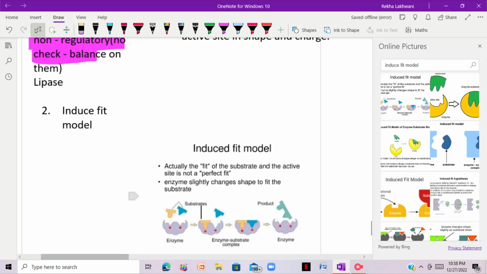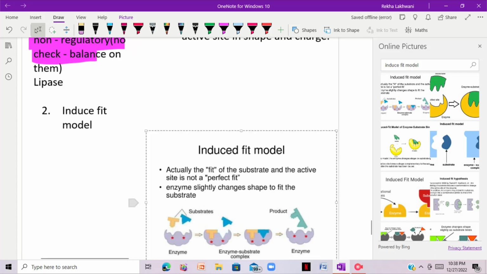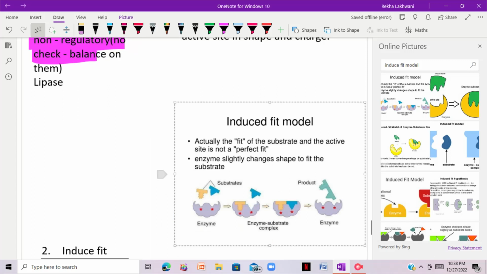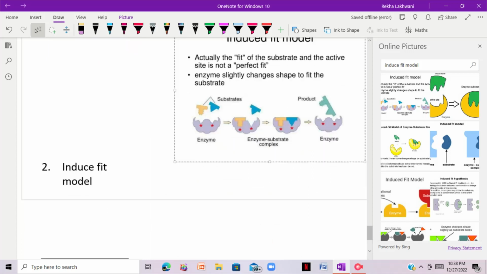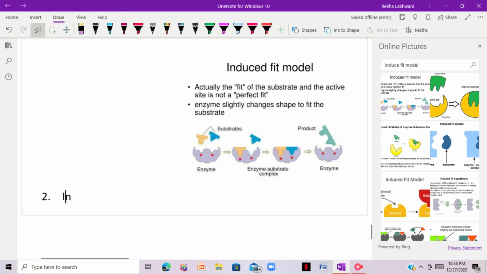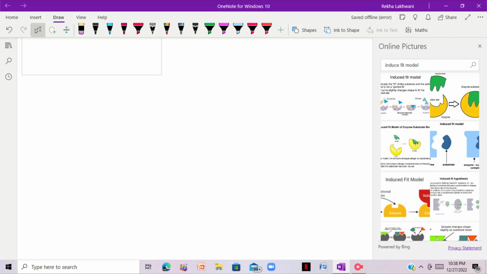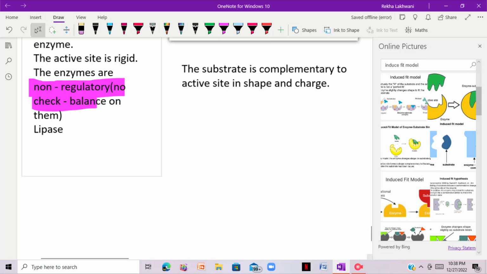So according to this model, basically, let me erase this one. By mistake, I removed this. Oh, here we have the diagram. Oh my god. Sorry, I'm wasting time. Okay, let's continue over here.